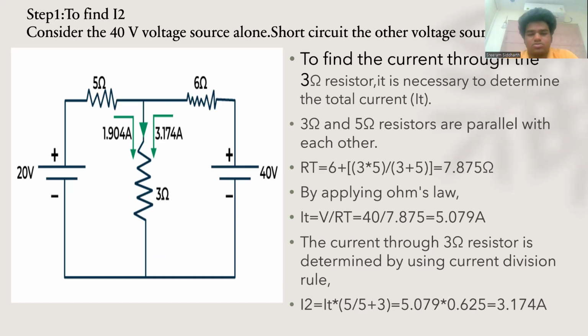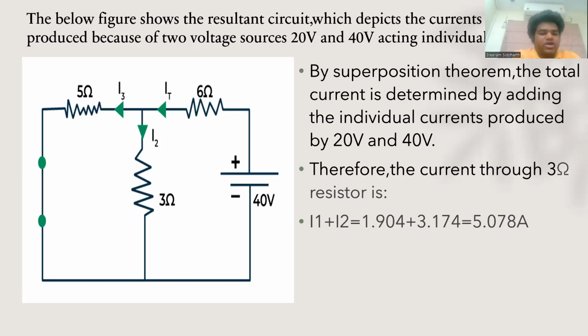By applying Ohm's law, we'll be getting total current, which is 5.079. By using the current division method, we can easily find the current through the 3 ohm resistor, which is I2. We'll be getting 3.174 with the help of the total current. So we got I1 and I2.